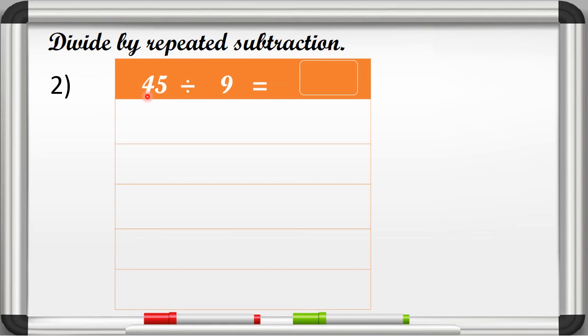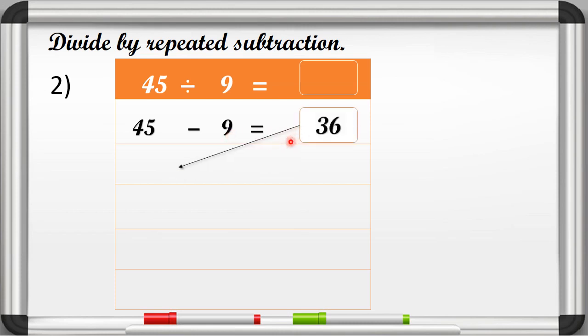So here the given number is 45 and 9. 45 is the dividend and 9 is the divisor. So first of all we will subtract 9 from 45. So 45 minus 9. Keep 45 in your mind and 9 on your fingers. Let's start backward counting. 44, 43, 42, 41, 40, 39, 38, 37, 36. So here we will write 36.